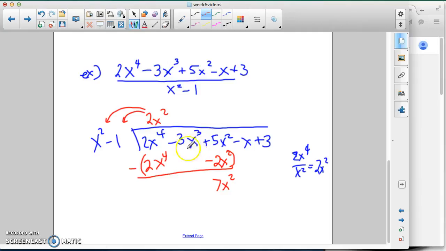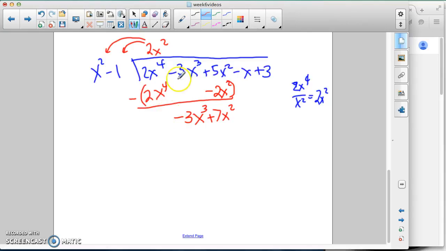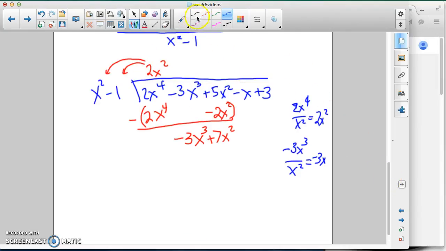Now on our next term, we still have to worry about this term, so that term gets brought down. And then we also want to bring down this term just in case. We may need the next term. Let's just check to see what we have here. We always look at the next term, so we're going to do that next. We're going to take our negative 3x cubed and divide it by x squared. So that's going to go in negative 3x times if we reduce. So our next term in our solution is going to be negative 3x.